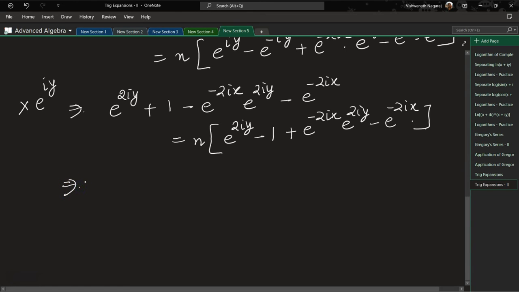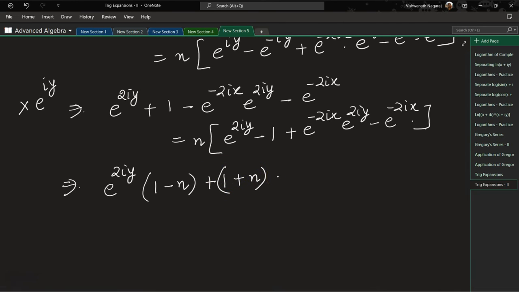Let's rearrange them in some manner. E to the power of 2iy. Is there any other 2iy? Here we have 2iy, but here we have e to the power of 2iy, n times that. So we take this common. So 1 is for this, and for this, on this side, when we bring it, it will become minus n plus 1. And here we have minus n. On this side it comes, it becomes plus n. So let's group them together.